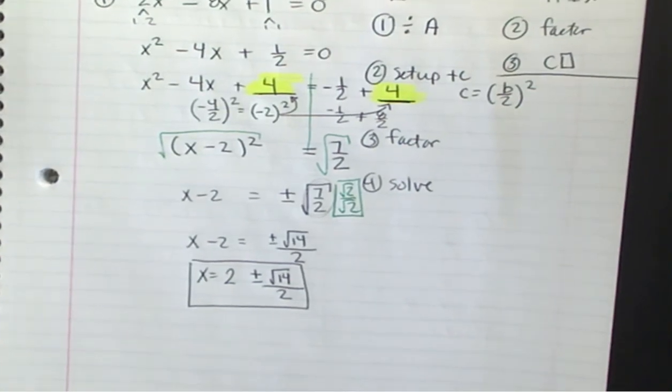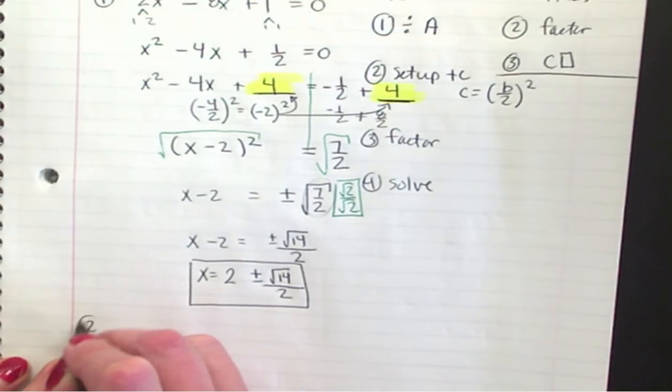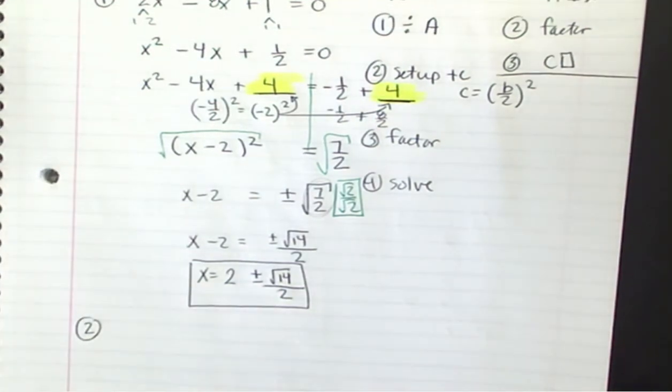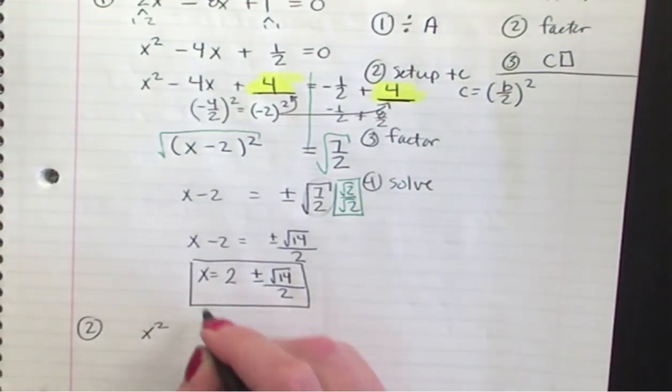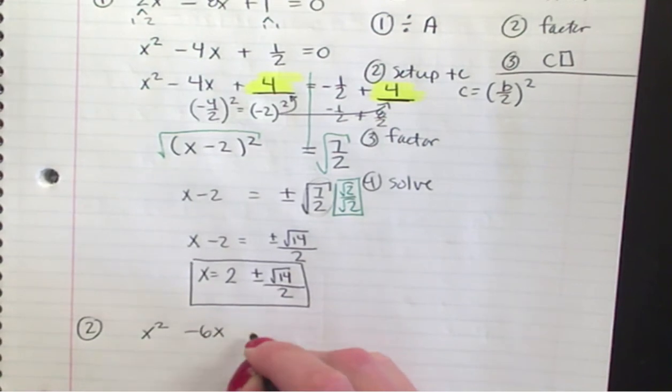Okay. The steps are written over here. Divide by A. Set up your plus C. Actually find your C. Factor and solve. Let's see if we can't go through them. And I'm going to scale back the amount of work that I'm showing so that it's easier to follow. X squared minus 6x plus 4.